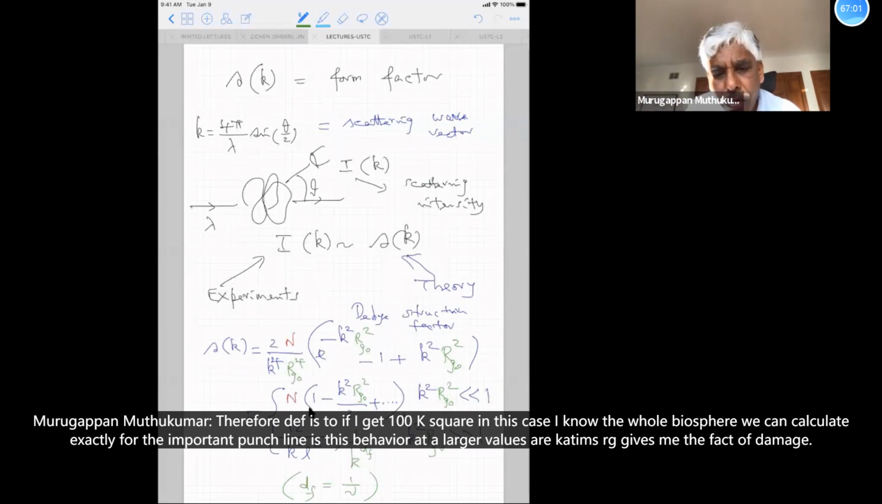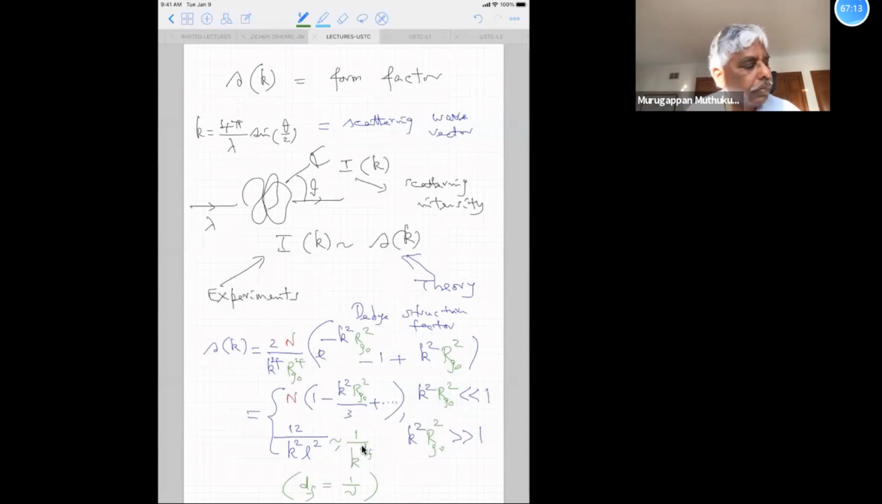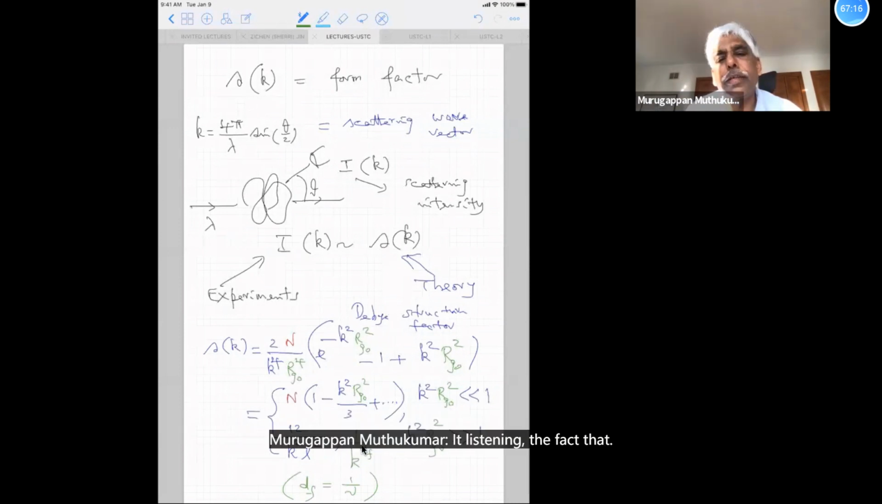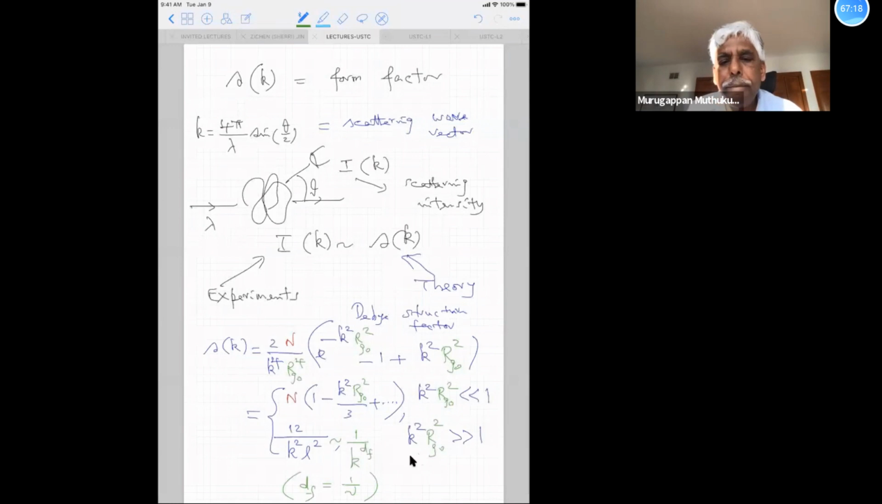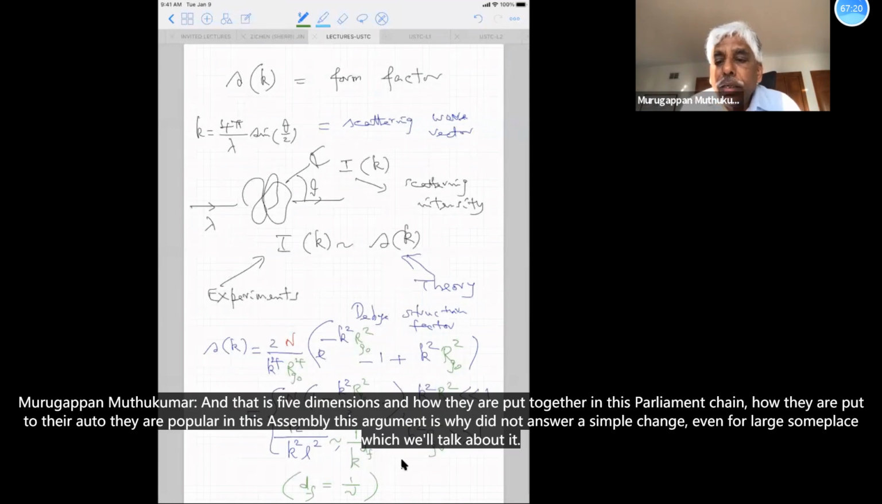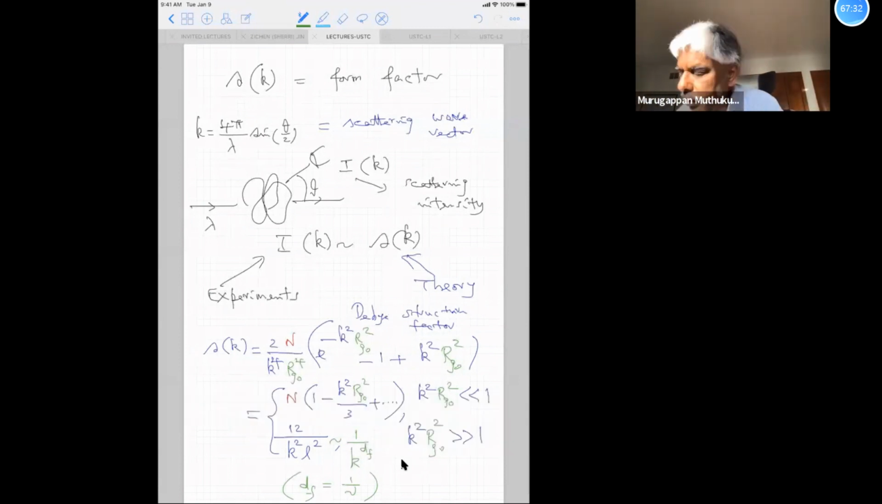In this case, I know that 12 by L squared we can calculate exactly, but the important punchline is that this behavior at larger values of K times Rg gives me the fractal dimension. It gives me the fractal dimension. Fractal dimension means how the monomers are put together in this polymer chain, or how they are put together in this assembly. This argument is valid not only for a single chain, even for large assemblies, which we'll talk about later.